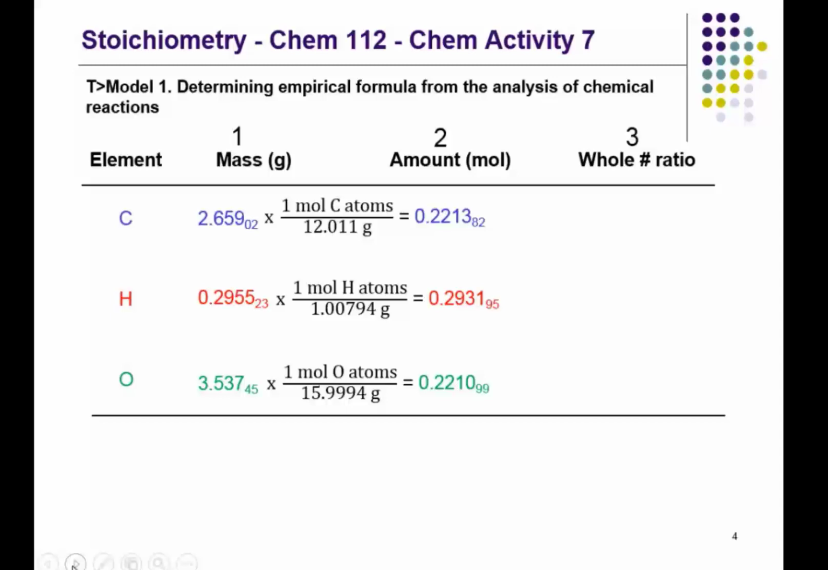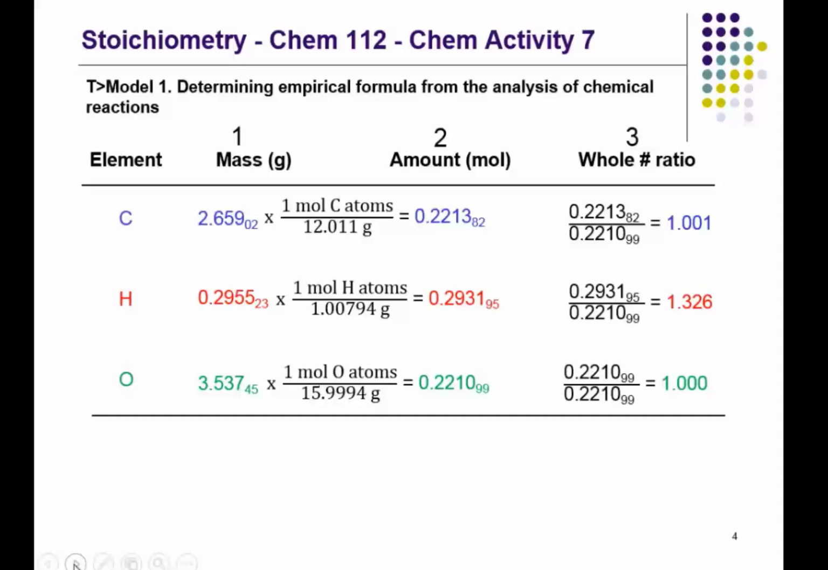Finally, the last stage is the whole number ratio, and this involves dividing by the smallest amount. Now in this case, the amount of carbon and the amount of oxygen are essentially identical. Oxygen's a little bit less, and I'll divide by that, but I could have used either one. We can see the whole number ratio for the carbon compared to the oxygen is roughly 1. The whole number ratio for the hydrogen is 1.326, and the whole number ratio for the oxygen, of course, is 1 because I'm dividing by that amount.